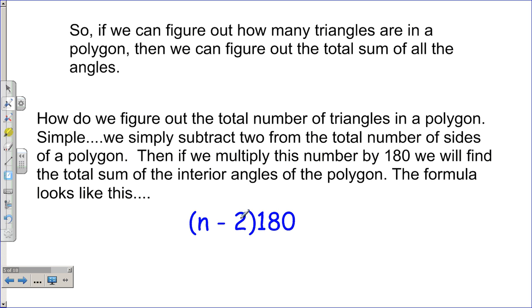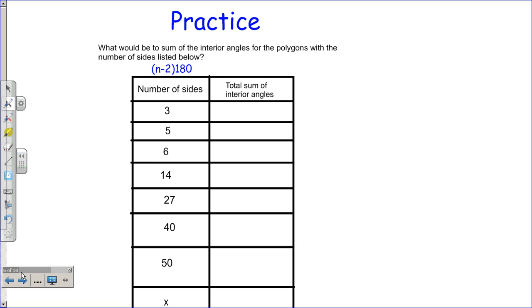So the formula for this is this right here. That's all you have to remember. N minus 2 in parentheses. You need to do the subtraction before you multiply. N minus 2 times 180, and N stands for how many sides it has. So let me show you a couple.